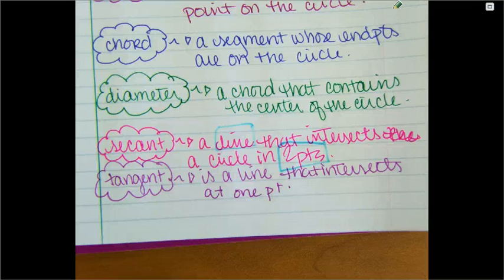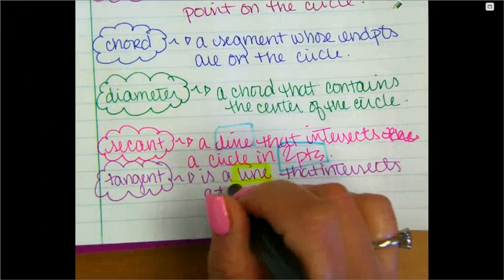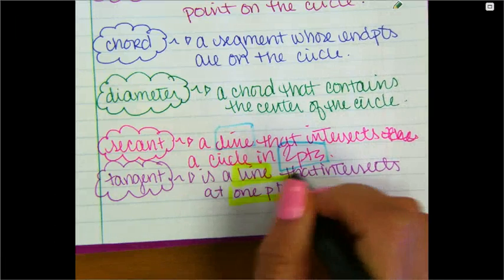Is a line that intersects at 1 point. Keyword here, once again, there's a couple of them. What's one keyword? It's also a line, and it's how many points? 1. So I got to be careful, okay?